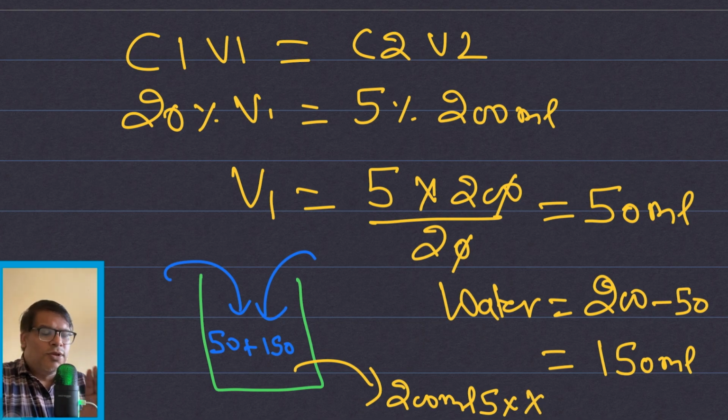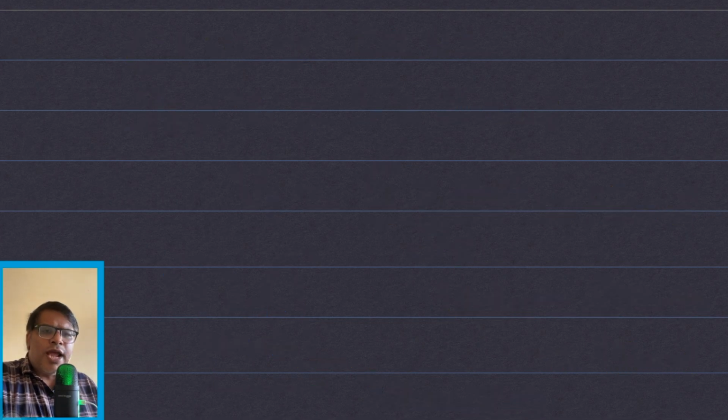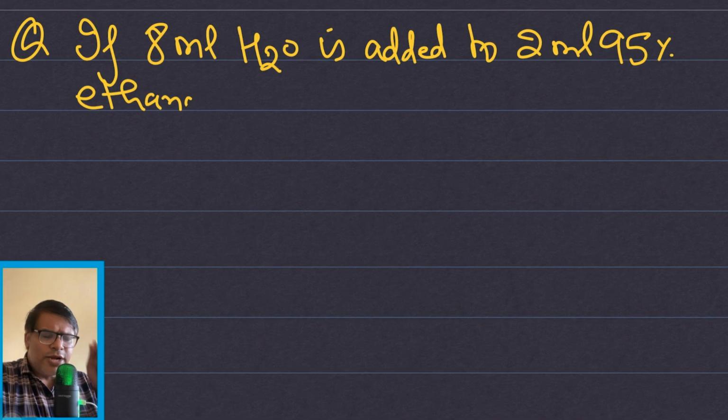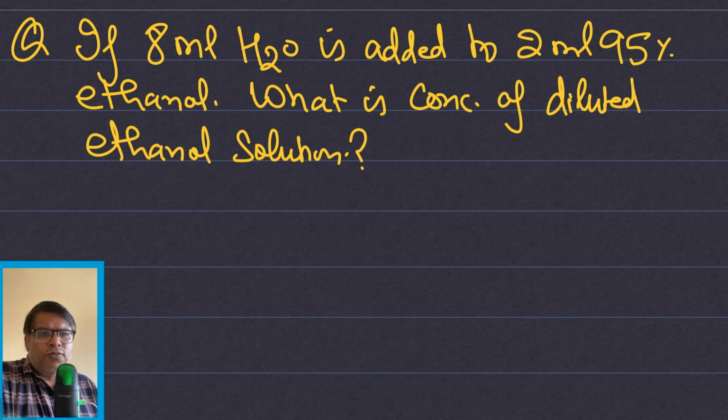Hopefully you have learned this. It is quite simple. Now let us move forward and try to solve some more complex problems. Try to see, if 8 ml of water is added to 2 ml 95% ethanol, what is the concentration of the diluted ethanol solution?